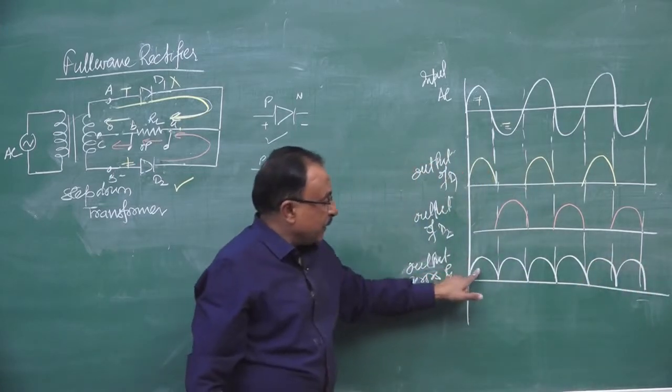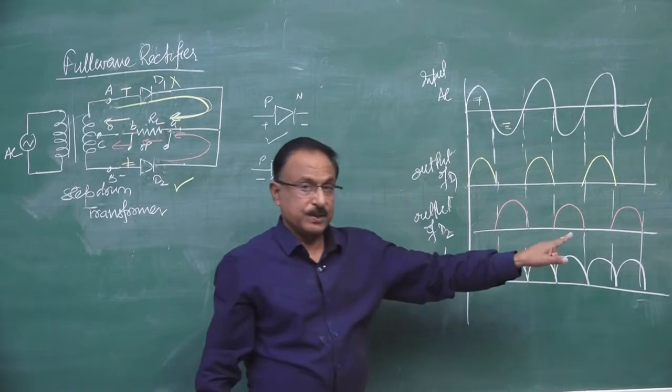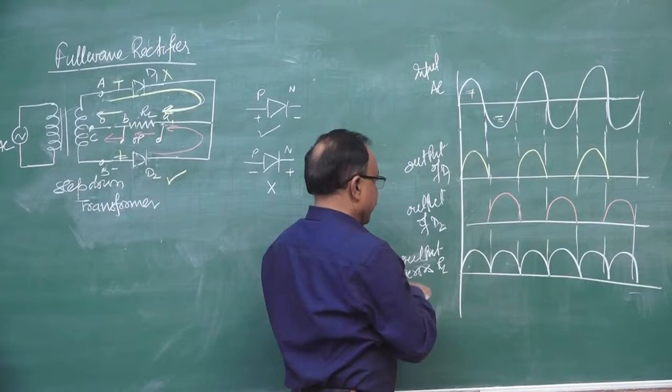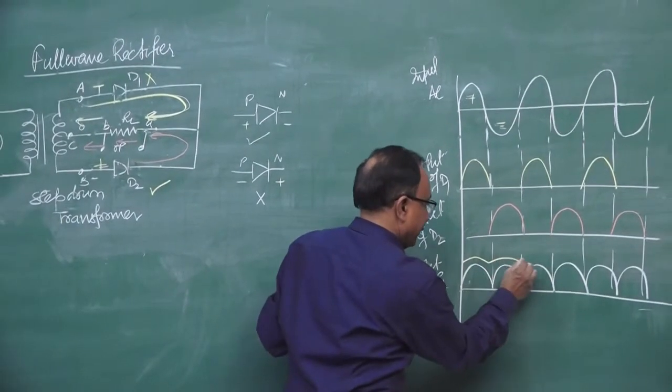And this time, since it is for the full cycle, the output is more continuous, but still fluctuating. Our resultant current varies this way.